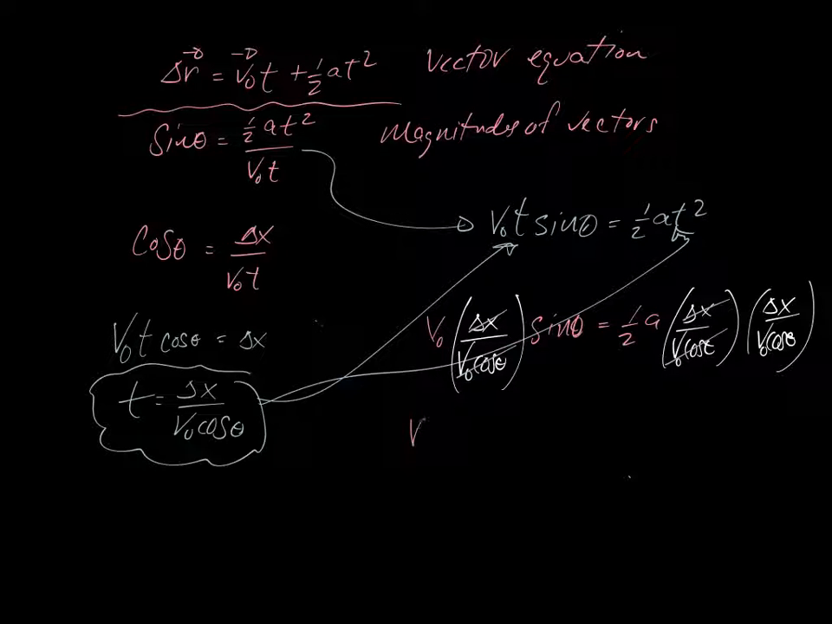I have v naught sine theta equals 1/2 a delta x over v naught cosine theta, right? So I'm going to have to go to the next page. That should look good so far. Next, I'll just rewrite that to make it easy. I got v naught sine theta equals 1/2 a delta x over v naught cosine theta, right?